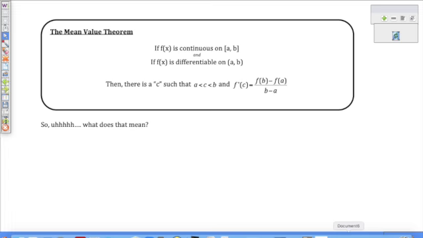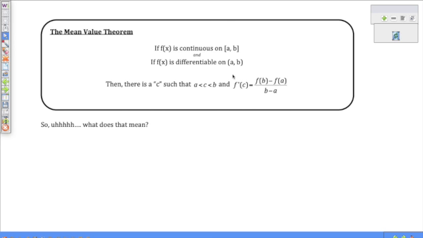So the mean value theorem states if f of x is continuous on the closed interval a to b, and f of x is differentiable on the open interval, because remember, you can't be differentiable at the endpoints, then there is a value c such that a is less than c, which is less than b, so c is in between the two of them, where the derivative, f prime of c, is equal to, what does that look like? f of b minus f of a over b minus a. That is the slope formula.